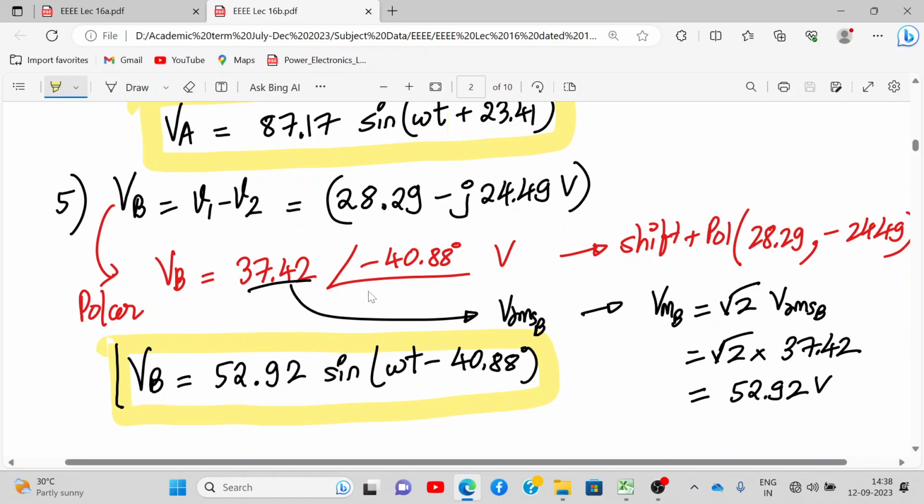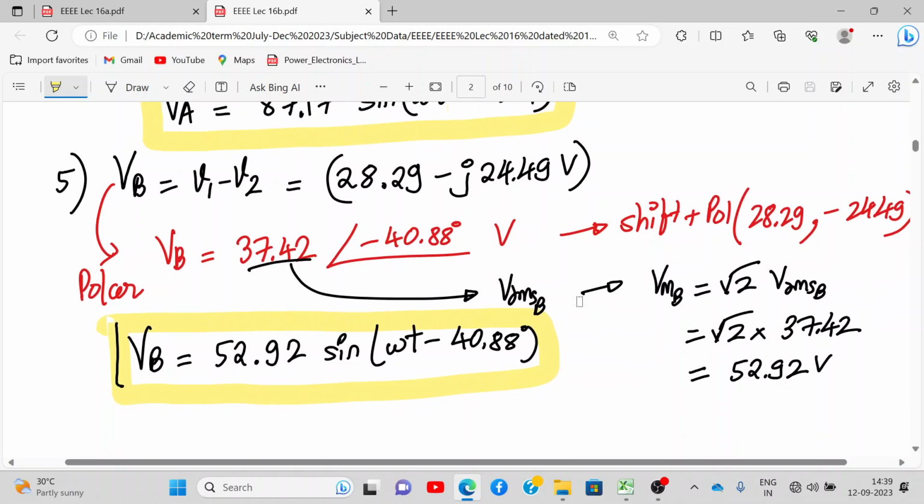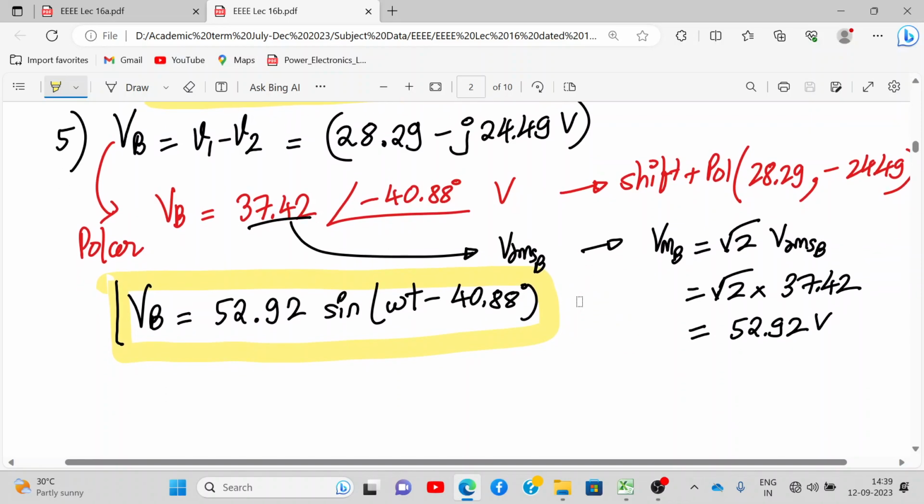Are you following? Or am I too fast? Actually, it's the conversion which you need to do in your calculators. You need to practice polar to rectangular and rectangular to polar, and you should know how to extract the information. You should be thorough in that. Okay? So please complete it. Understood? Can we move on now to the next numericals?